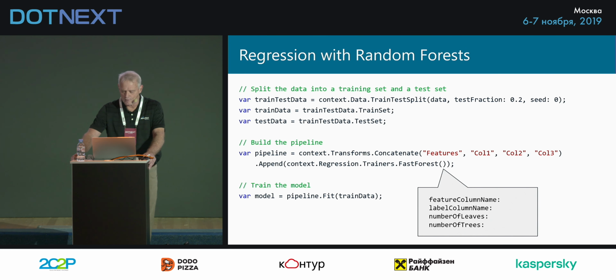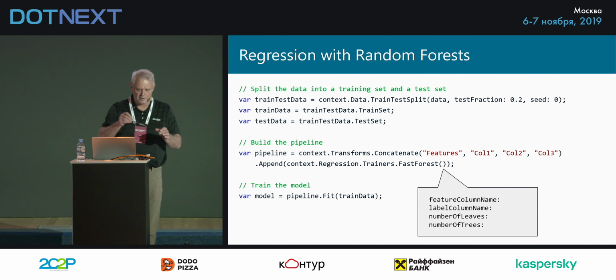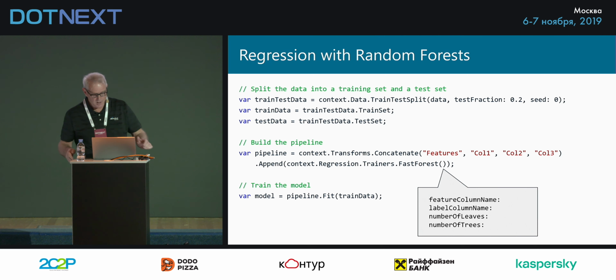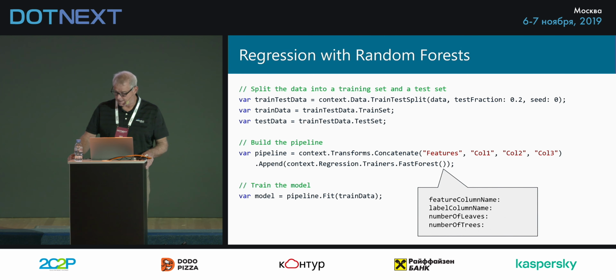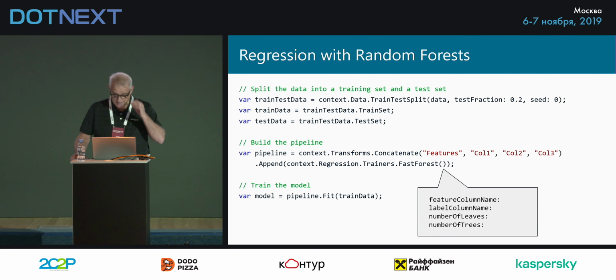So here's a quick example of something I might do to build a regression model, something a little bit more complete than what I would have shown you in that first demo. I'm taking a data view containing data I've loaded from somewhere, and I'm doing an 80-20 split so that I'll be using 80% of the data to train the model and 20% to evaluate the model to see how accurate it is at making predictions after I've trained it. I then create a pipeline. This is the first step once you have your data view loaded in training a model in ML.NET.